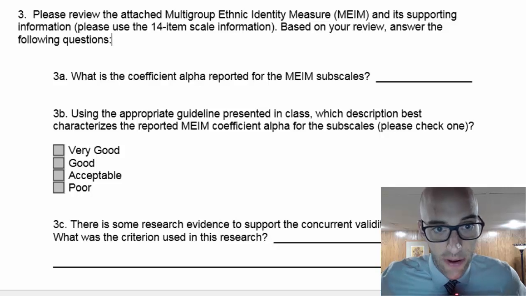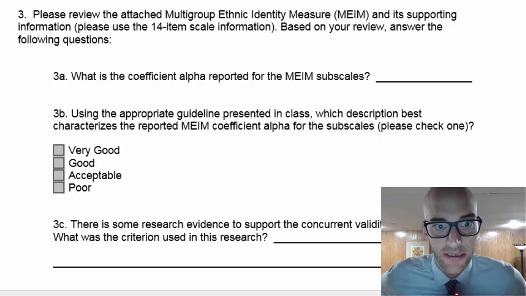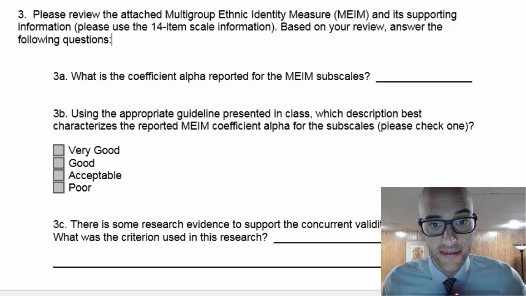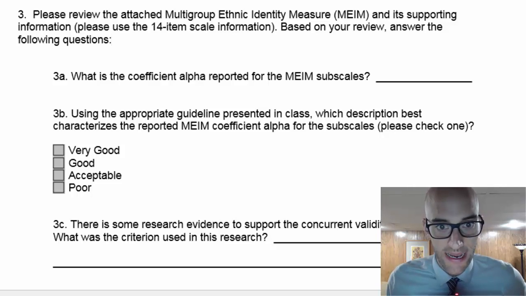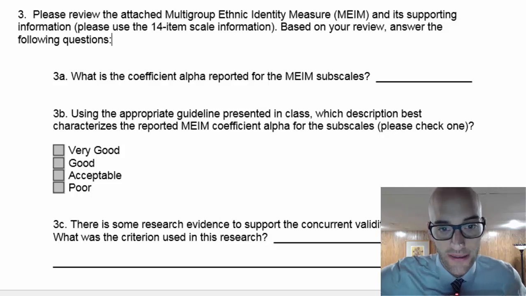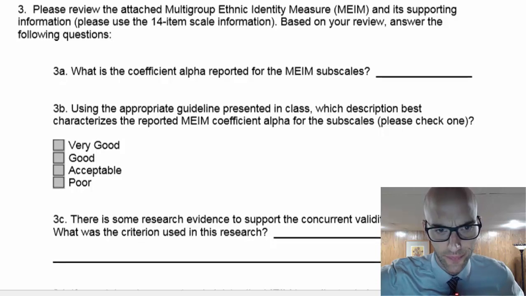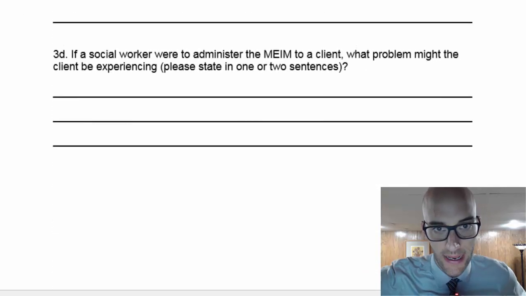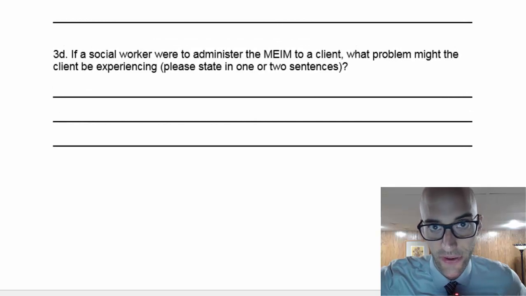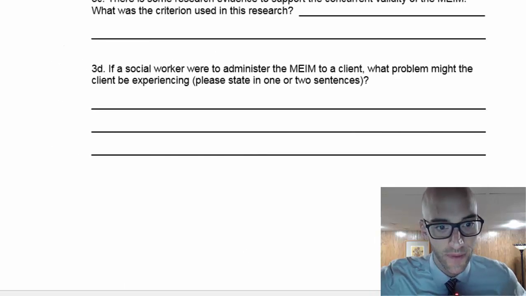And the last part of short assignment 1 is to look at a standardized measure that I posted online, the multi-ethnic identity measurement, which is a 14-item measure. You'll want to look at what the coefficient alpha is, and based on the norms or the standards posted on the website, is this very good, acceptable, or poor? Also, what is the research evidence to support the concurrent validity of the MEIM? And if you were a social worker in the field, why would you administer this to a client?